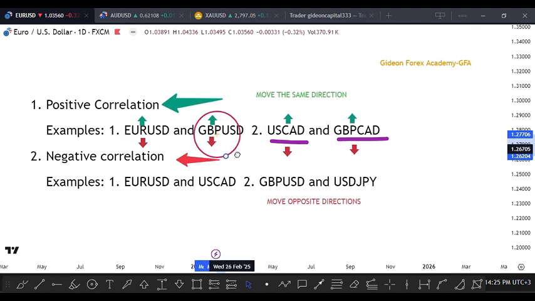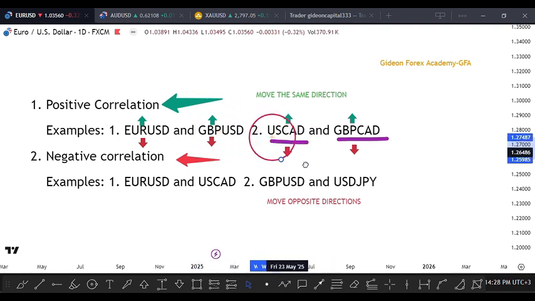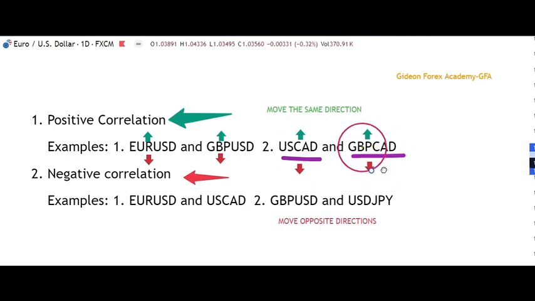So the same applies to the second example here. If you are buying USD CAD, choose only USD CAD. Or if you are selling USD CAD, choose only USD CAD. Don't open other positions or more positions in GBP CAD, because these USD CAD and GBP CAD have a positive correlation. They move in the same direction. Whether they are selling or buying, they move in the same direction. So choose only one to minimize risk, so that you don't have many positions open and if it goes against you, you are not losing more money. Very important.